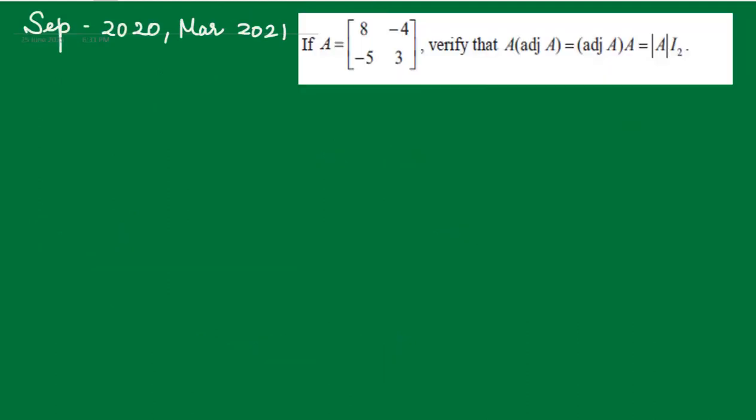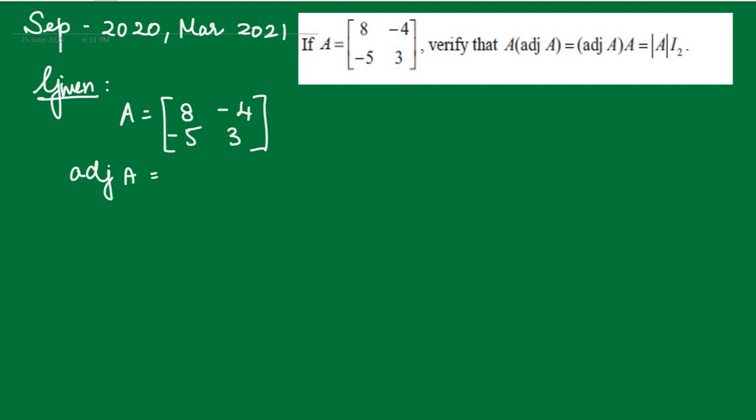If A is equal to the matrix, verify A into adj A is equal to adj A into A is equal to determinant of A into I. Let us write first what is given. Matrix A is equal to 8 minus 4, minus 5 3. To find adj of A, interchange the diagonal elements, change the sign of the non-diagonal elements, so it becomes 3, 4, 5 and 8.